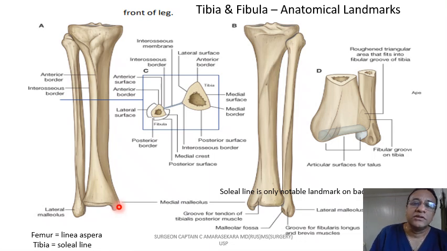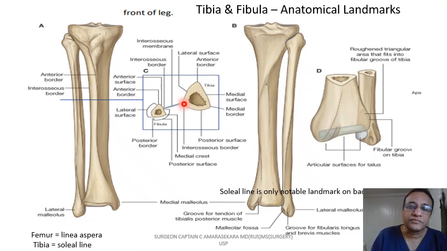Then we'll go into the cross section as we discussed earlier. You can see this is your tibia, this is your anterior side, and this is your posterior side. It is triangular in shape in cross section. So this is your anterior border, which is sharp, and you can identify this lateral surface of the tibia, this is your medial surface of the tibia, and this is your medial border.